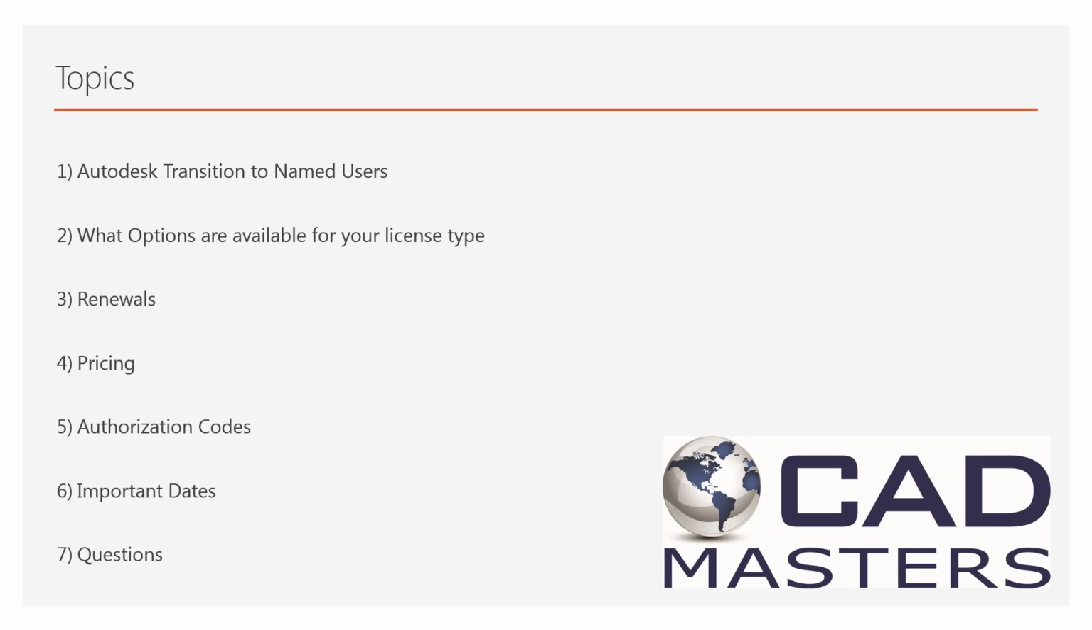Then we'll talk about authorization codes and then some important dates. All right. So back in 2017, Autodesk announced a move to subscription campaign, allowing users on maintenance plans or those with perpetual licenses of software the ability to switch over to their new subscription contract format. This would take your perpetual license and turn it into a term license.